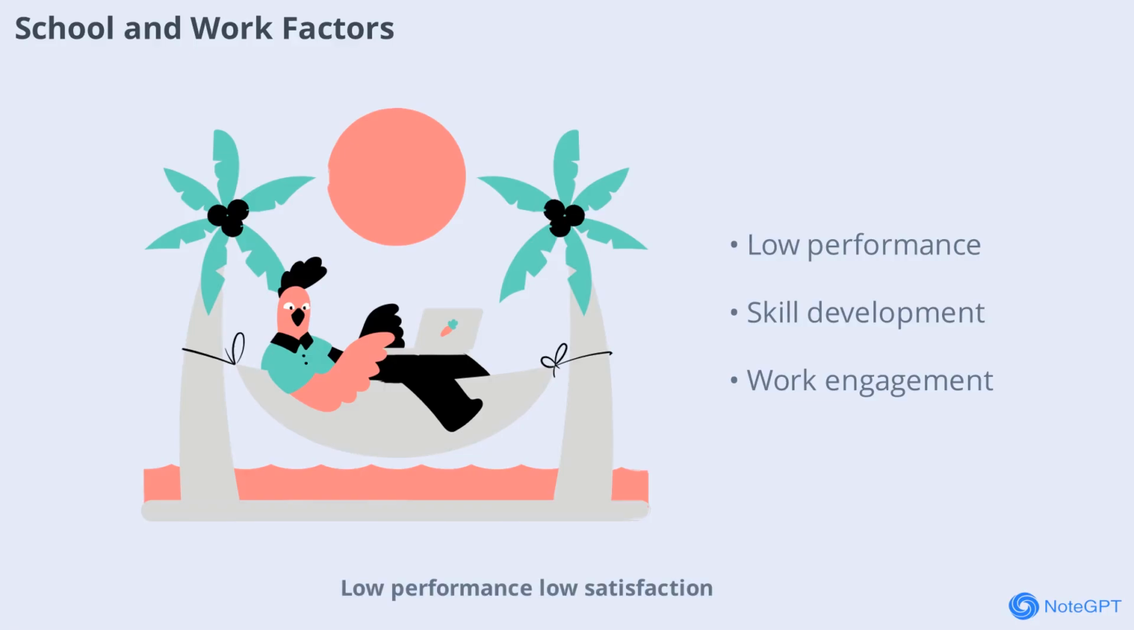Low performance, low satisfaction, and poor relationships in school or work contexts are risk factors. Interventions focus on improving attendance, skill development, and engagement. Vocational training and placement support can help improve employment stability and satisfaction.